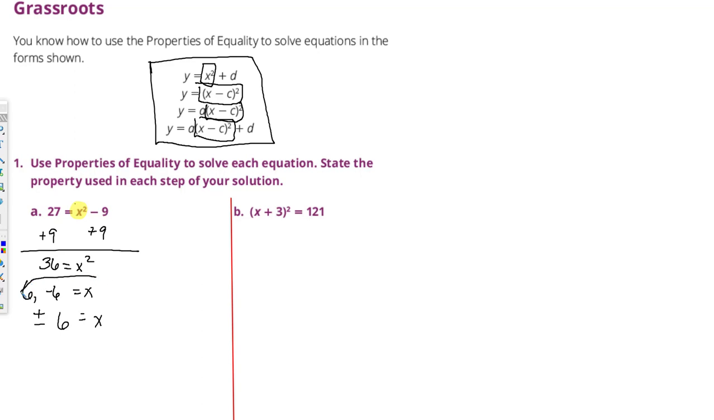And when you're doing these for homework, I want you to write them in order from least to greatest. So you would write negative 6, comma, positive 6.